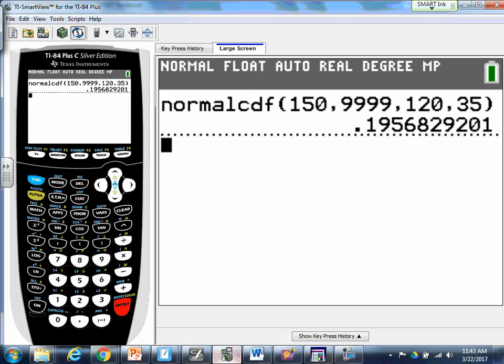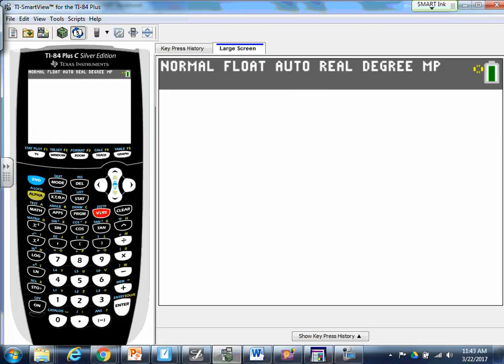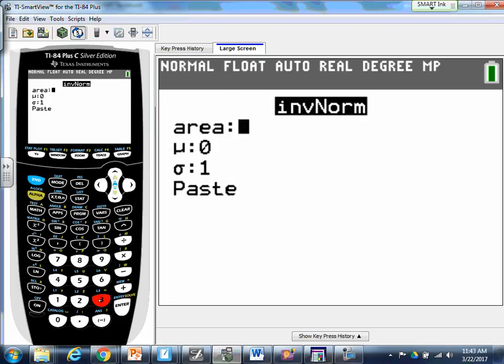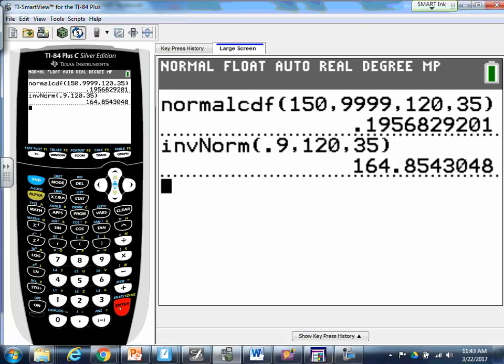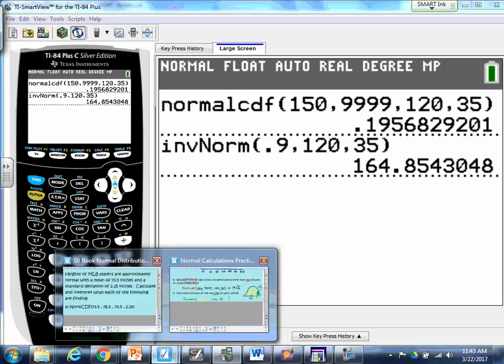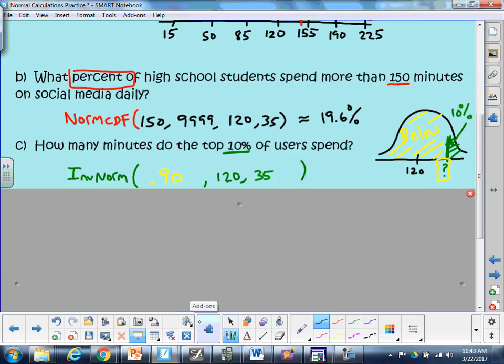And we can do that in the calculator as well. Same menu, second vars. There's an inverse normal. The newer calculators actually tell you what you need. So it's 0.9. We had a 120 mean and a 35 standard deviation. Again, we paste that. The old calculators, you're going to have to use the commas again to separate them. And that's going to give you a number of minutes: 164.9 minutes if we round that. So that's what we're looking for here, 164.9 minutes. Again, that would be the value that would be sitting right there.